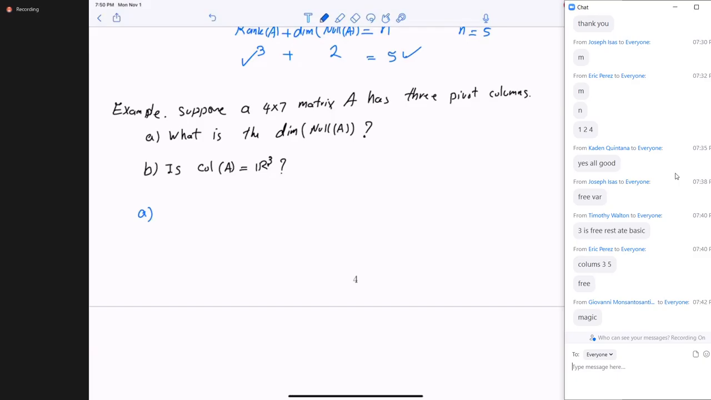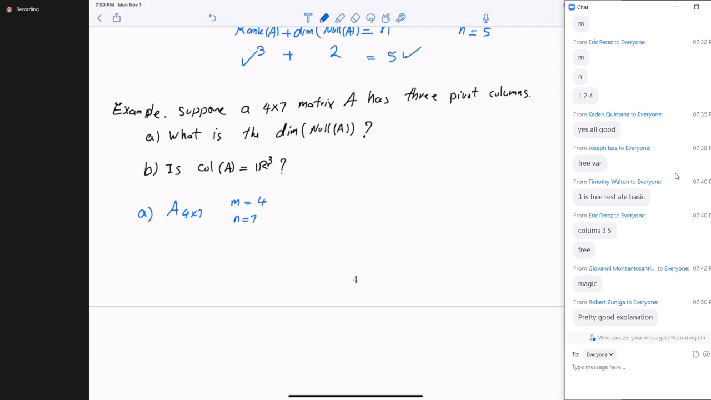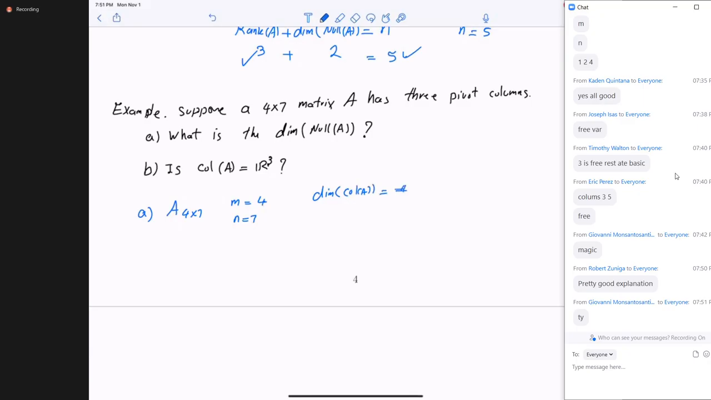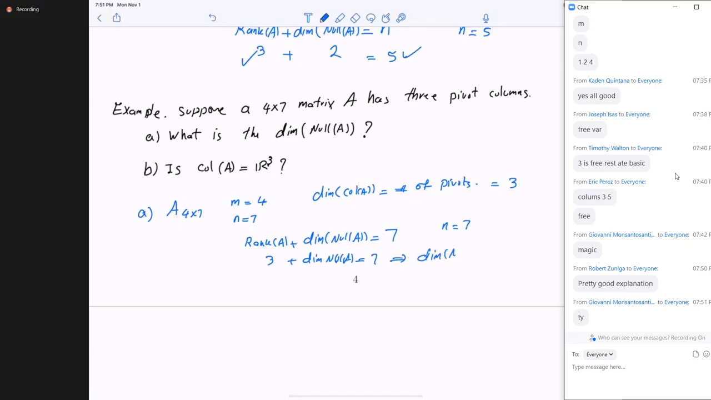Anybody else wants to explain the part B? So let me go over part A, because A is a 4x7 matrix, and m equals 4 and n equals 7, all right? The dimension of the column space of A is the number of the pivots, which is 3. Also if you use the rank theorem, the rank of A plus the dimension of the null space of A equals 7, because n equals 7. So the rank of A is 3, plus the dimension of null A is 7. This implies that the dimension of the null space of A is 4. Thank you, Giovanni.